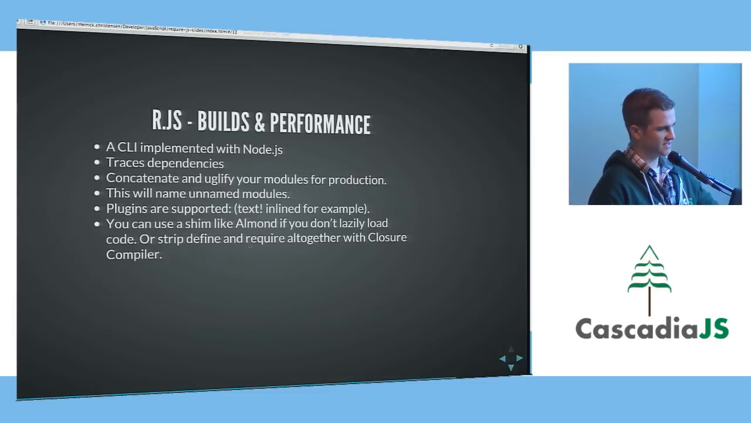Plugins are supported, like I said, so text templates will actually be inlined into your JavaScript. So before you're getting this string passed to you, now it'll actually be an inline string. And if you're one-filing, you don't even have to have RequireJS on the page. You could strip out RequireJS and define calls and just have them be regular JavaScript globals, or you could even use a shim like Almond, and you can ask me more about that if you care.